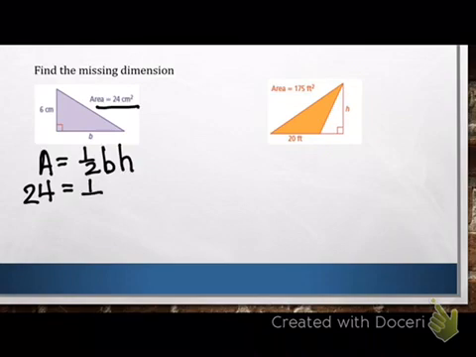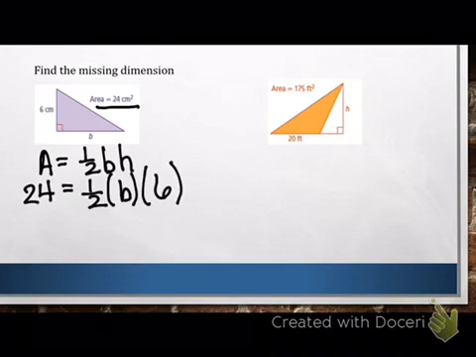24 equals 1/2. I don't know my base, but I do know my height. So I'm going to have B times my height is 6. So can I find 1/2 of 6? Can I simplify any of this? Of course I can. 24 equals, what is 1/2 of 6? 3 times B. Now, what does this remind you of?